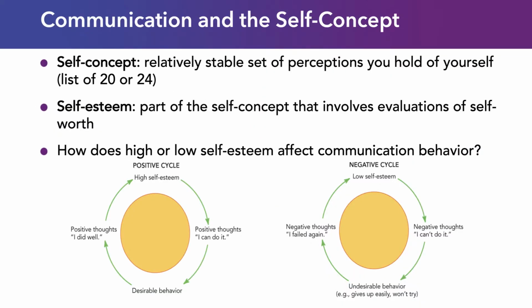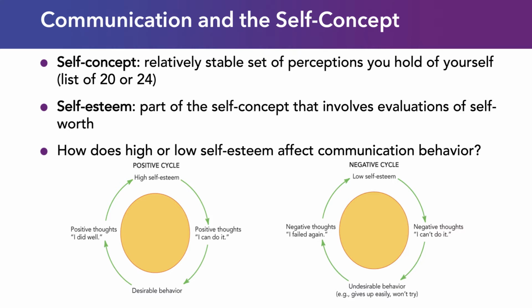Okay, so your self-concept, and I like this, relatively is the important word here. Relatively stable set of perceptions you hold of yourself. As we get older, our perceptions change. Unless something major has happened to you, you've had a near-death experience, for example, the perception that you have of yourself does not change a whole heck of a lot as we get older. We'll talk about things that can cause it to change. So that's your list of 20. You started with 24 and then it asked you to narrow it down to 20.